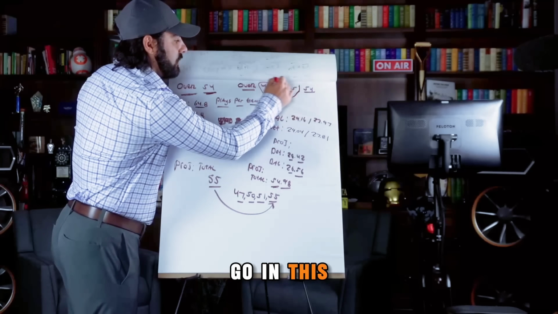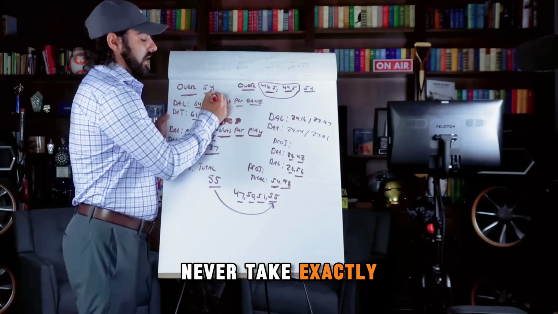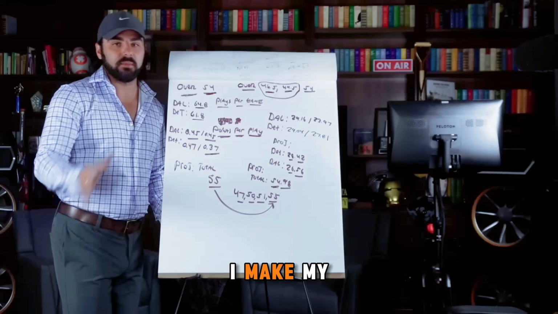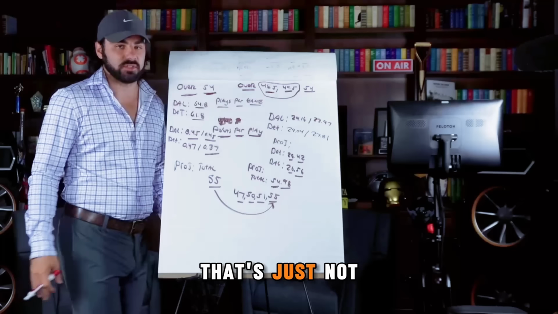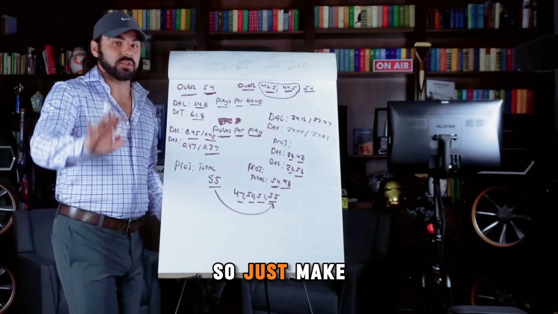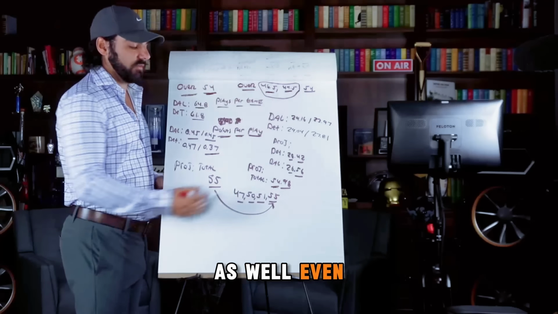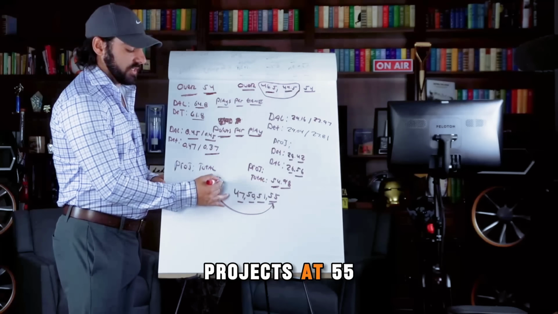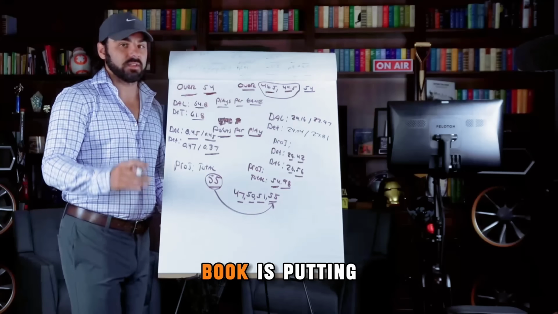So I always go in this range here. I never, never take exactly what the sportsbook's going to give me. I make my own line. I do not play what they want to give me. That's just not how it works for me. And that's where the success comes from. So just make sure that you understand how important it is to make your own line as well. Even though we've made our own line and our line projects at 55, still, you never want to be where the sportsbook is putting you at.